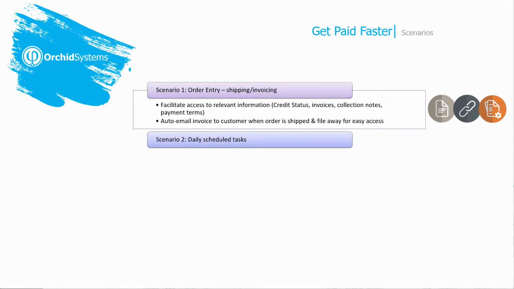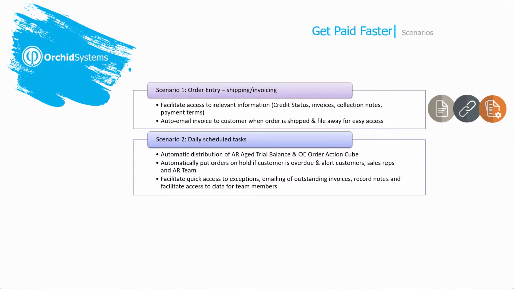The second scenario we're going to have a look at is using daily scheduled tasks. So weekly, we're going to automatically distribute the AR age trial balance and the order action cube for order entry. We're also going to have a daily task which automatically puts orders on hold if a customer is overdue and alerts the associated customers, sales reps, and AR team for follow-up.